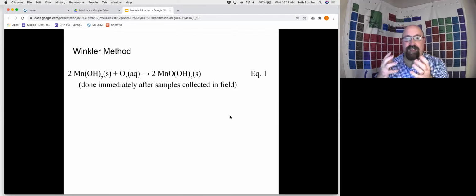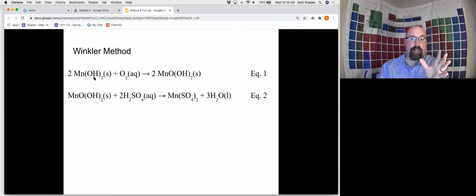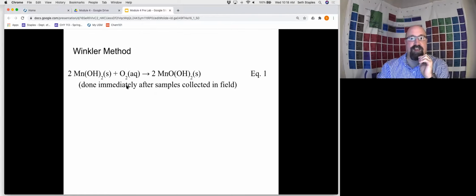But what's first done, typically right out in the field, when the samples are taken, you take a sample of water, and then almost immediately add in some manganese hydroxide. Again, this is typically done right in the field. What this does is what we call fixes the oxygen. Any of the oxygen that is present is going to react with this manganese hydroxide to form this manganese oxyhydroxide complex.